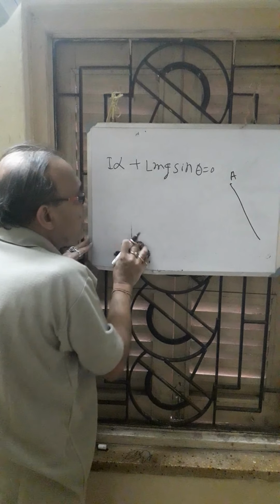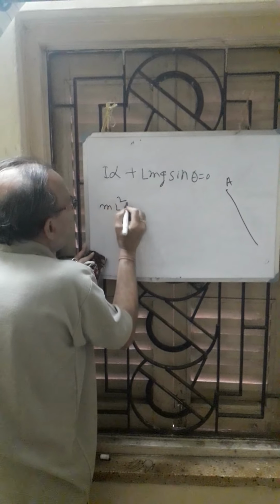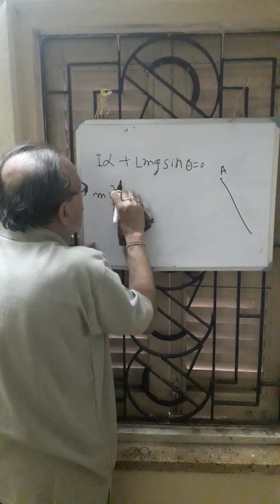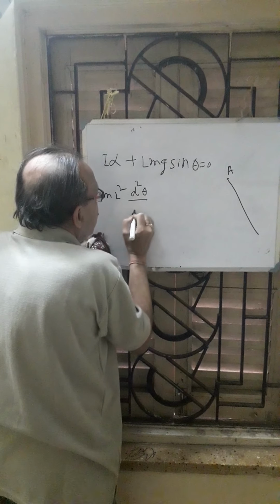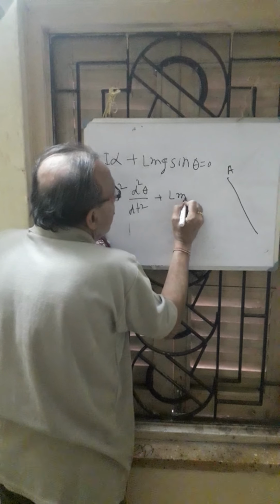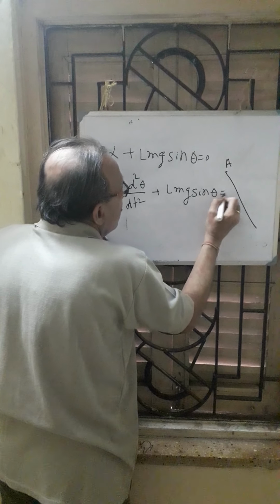Definition of I is mr square. Therefore, ml square into alpha. Alpha is d2 theta dt2, angular acceleration, plus L mg sin theta equal to 0.